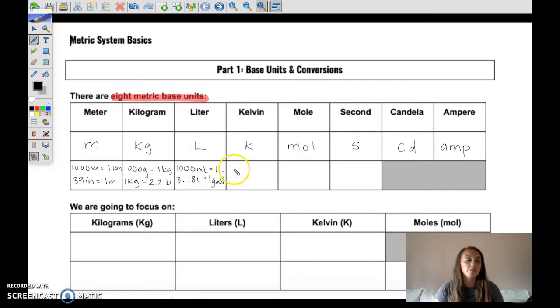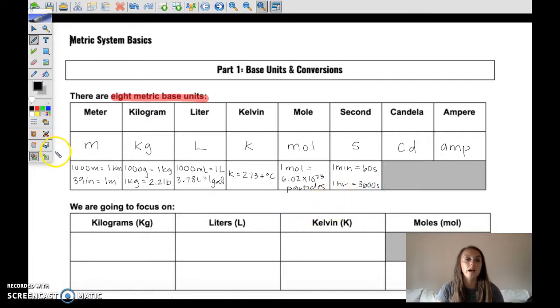Temperature, even though the base unit is Kelvin, we're going to use Celsius in chemistry. And Kelvin is equal to 273 plus however many degrees Celsius that there are. Like I said before, the mole is super important for chemistry, and 1 mole is equal to 6.02 times 10 to the 23rd particles. And last but not least, time. 1 minute is equal to 60 seconds, but 1 hour is equal to 3,600 seconds.